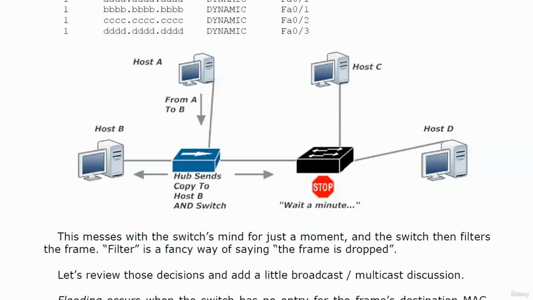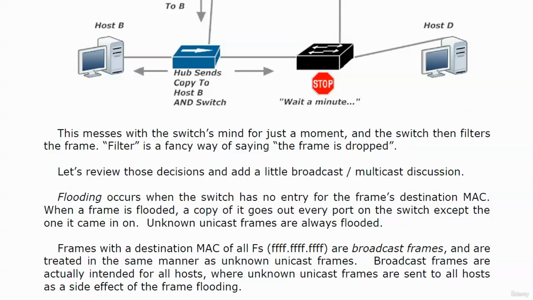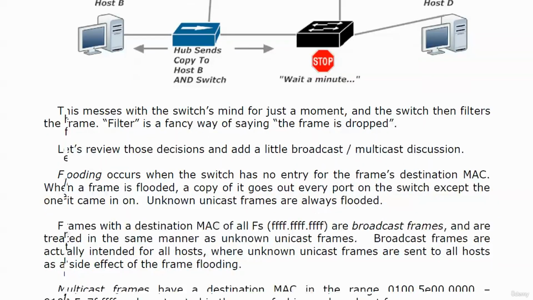Now, I want to review these decisions with you and add a little bit of broadcast multicast discussion to go with it. Flooding, again, occurs when the switch has no entry for the frame's destination MAC, and when a frame is flooded, a copy of it goes out every port on the switch except the one it came in on. Unknown unicast frames are always flooded. Frames with a destination MAC of all Fs, and they could be lowercase or uppercase, doesn't matter, are broadcast frames, and they're treated in the same manner as unknown unicast frames. Broadcast frames actually are intended for all of our hosts, and unknown unicast frames are sent to all hosts. It really is a side effect of the frame flooding.